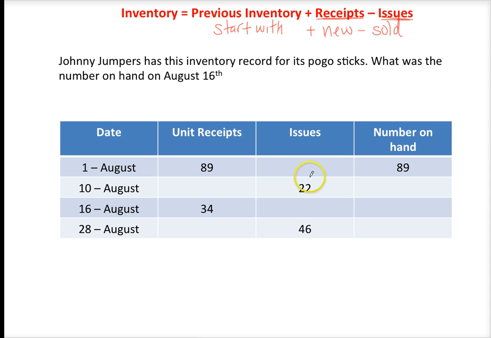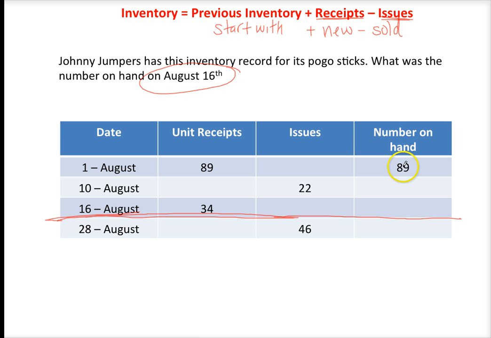So what does that do to your inventory? That would drop the inventory, right? So now they would have 89 minus those 22. On August 16th, it changed again because they received 34 new units. And then on August 28th, they issued 46. So if we want to know how many they had on hand on August 16th, we need to come to this point in the chart. We're not worried about the 28th because we only want up until August 16th what happened.